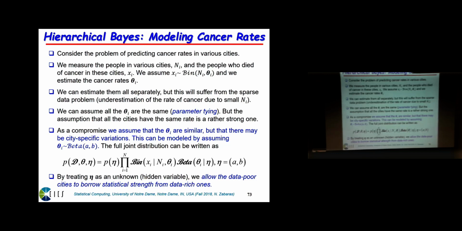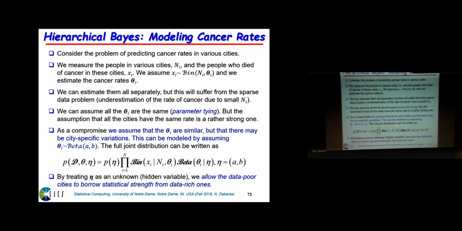So the idea here is, how about if we do the estimation of this cancer rate in all the cities all together, by linking these theta i's together through some hyperparameters that are computed simultaneously, accounting for all the data in all the cities. And here's how the calculation goes.